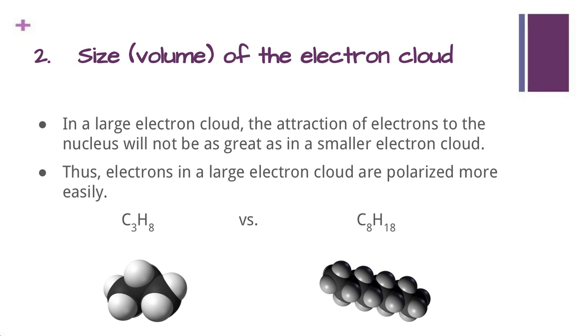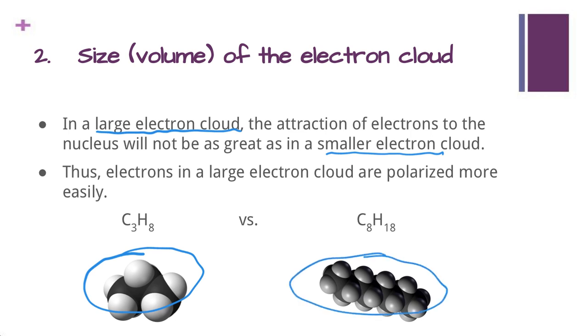Looking at the size or the volume of the electron cloud, in a large electron cloud, the attraction of the electrons to the nucleus is not going to be as great as in a small electron cloud. So what does that mean? Well, if you have a smaller molecule like C3H8 here, you can see the volume of that is much smaller than C8H18. And so electrons in this large electron cloud here are more easily polarized, and so it's going to have a greater magnitude of London forces.